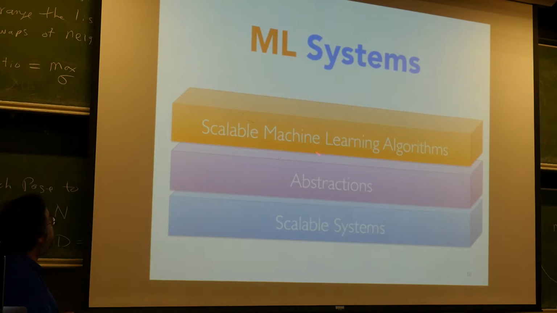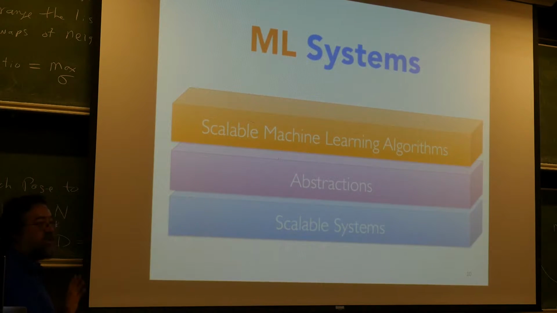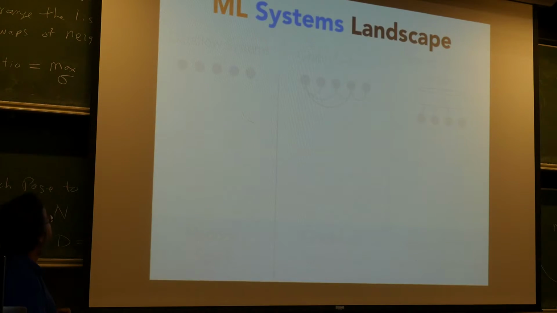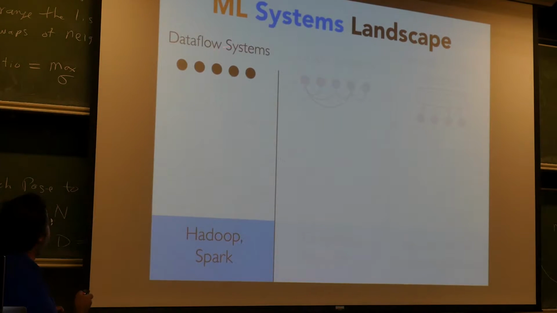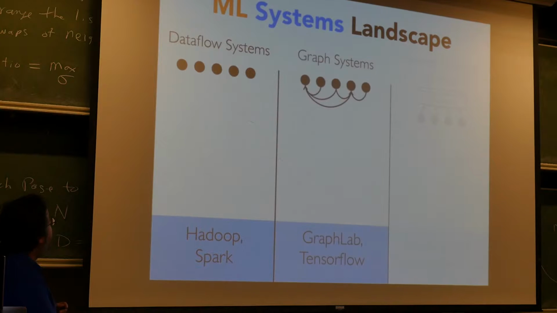We can think of this as three different levels. We've got machine learning algorithms, we've got abstractions we build those on, and then we have systems that implement those abstractions. To take an example of this, we've got these layers. If we look at data flow systems, we've got concrete systems like Hadoop or Spark. And for graph systems, we've got concrete systems like Pregel or GraphLab.